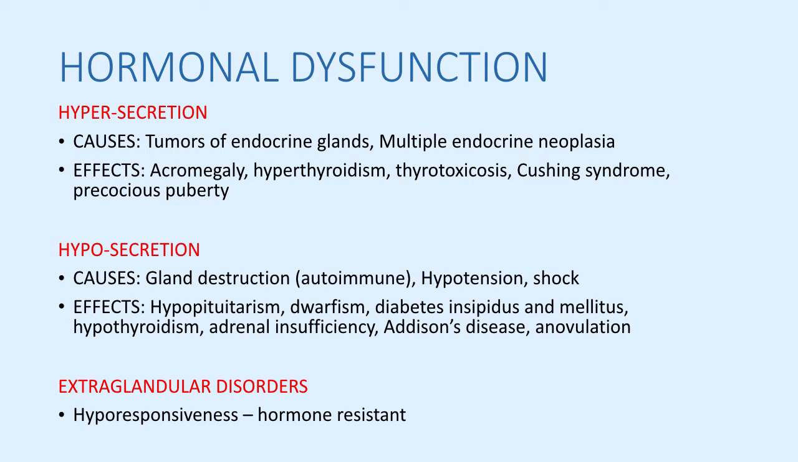And this is going to include things like hyperthyroidism, acromegaly, too much of your growth hormone, thyrotoxicosis, Cushing's disease, where you have too much cortisol, precocious puberty, where you have too much of your sex hormones at an early age. And obviously, hyposecretion is going to be the opposite side. We could have gland destruction through autoimmune diseases. We could have hypotension. We could have shock. And this is going to be things like diabetes insipidus, hypothyroidism, adrenal insufficiencies, Addison's, etc.